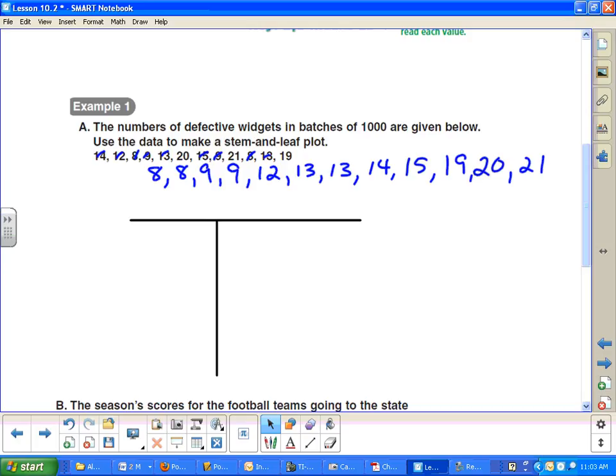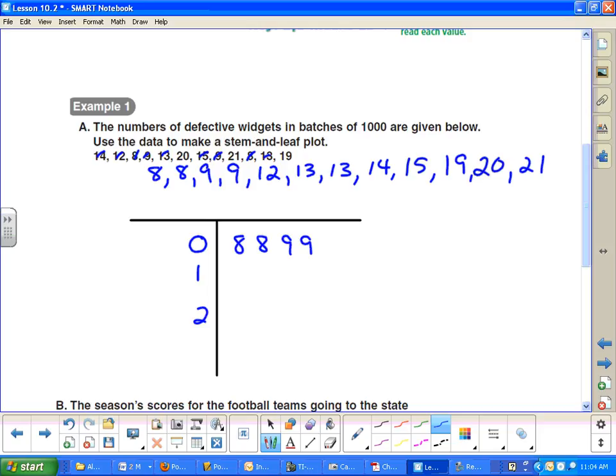Matt? 0. Okay. So we're going to put a 0, and then we need a 1, and then we need a 2. All right, so this represents all the 1s digits, the 10s, and the 20s. Okay. So then I'm going to put 2 8s, 2 9s.